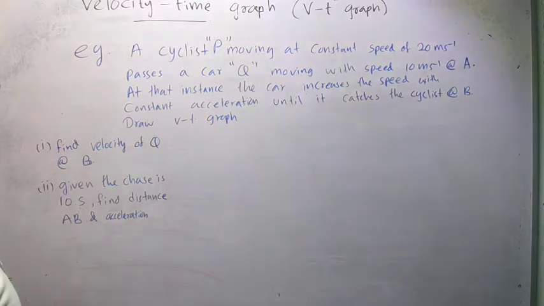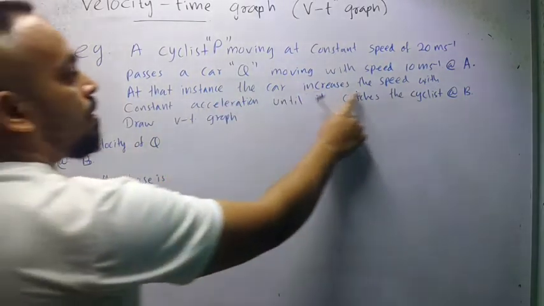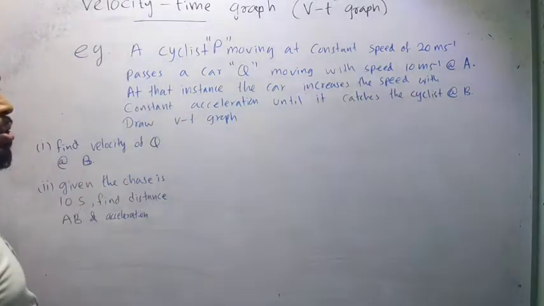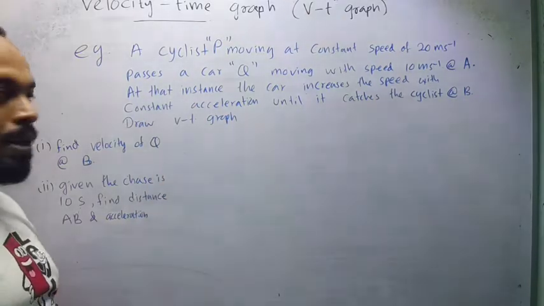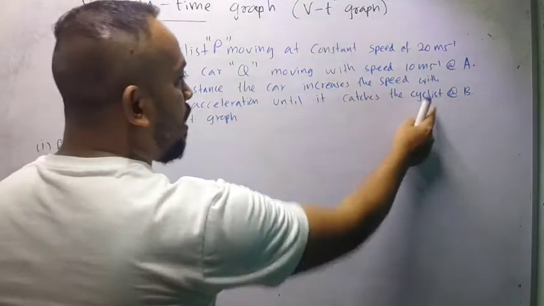Right. At that instant the car increases speed with constant acceleration. It is a constant acceleration problem that we can handle, until it catches the cyclist at B.